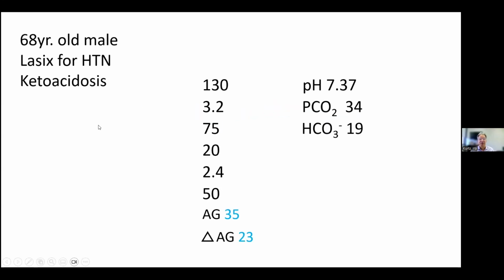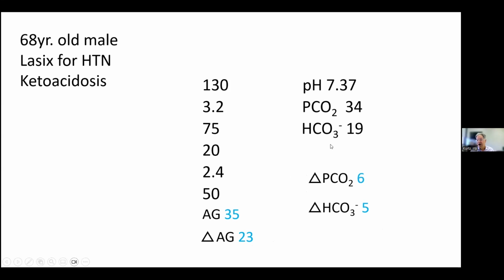So this is exemplified here. You have a patient with ketoacidosis who's also on Lasix, and here are the numbers. The anion gap is up by 23. I'm assuming 12 is the normal anion gap in these cases. You never know for sure, but we'll use that as a normal value. So the delta anion gap is 23 and the bicarbonate is 19. So we have an anion gap metabolic acidosis, and the bicarb fell by 5 and the PCO2 by 6. So this gives you a ratio of 10 to 12.